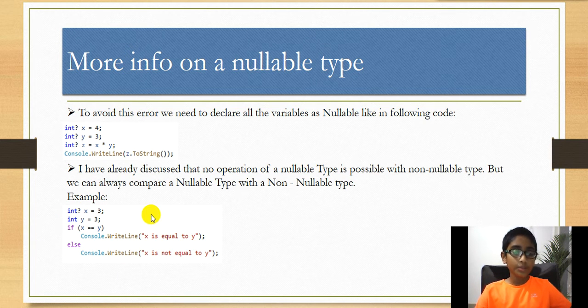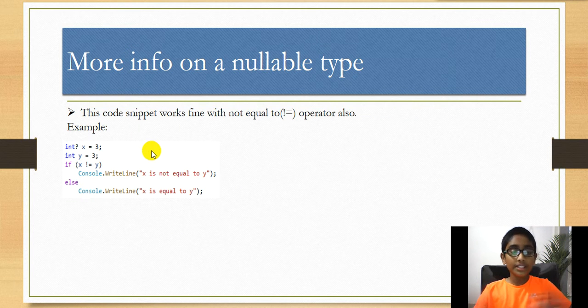After that, I'm using an if statement to check if x is equal to y. Then, if it is, I'm writing on the console x is equal to y. Else, I'm writing on the console x is not equal to y. So, this code snippet works fine with the not equal to operator also.